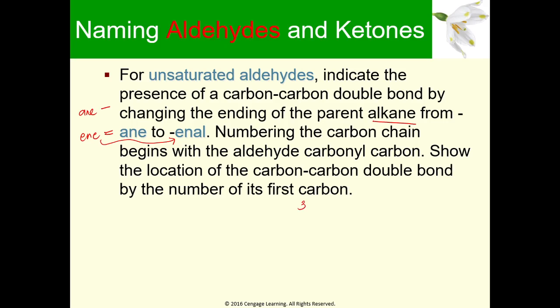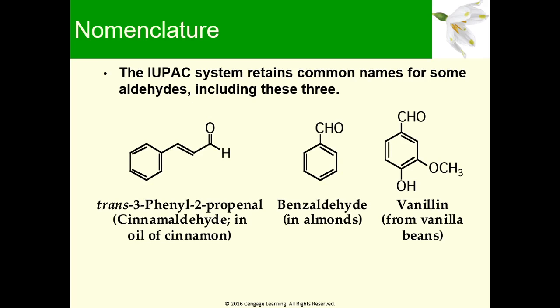So, for example, the carbon-carbon double bond, of course, between 3 and 4. So you will only use the number 3. Okay? So we have here the IUPAC system, and some names will be retained for the common names.